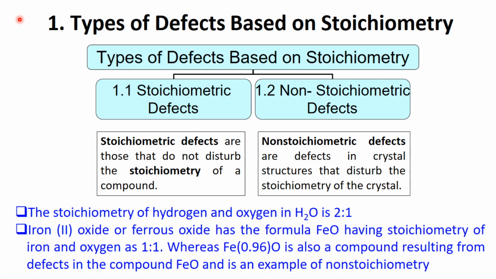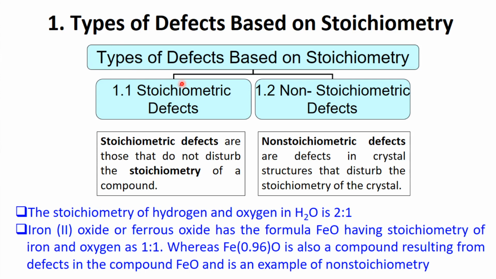Let us study defects. First of all, we would like to discuss types of defects based on stoichiometry. As you know, stoichiometry is the relationship between the relative quantities of substances taking part in forming a compound, typically a ratio of whole integers.